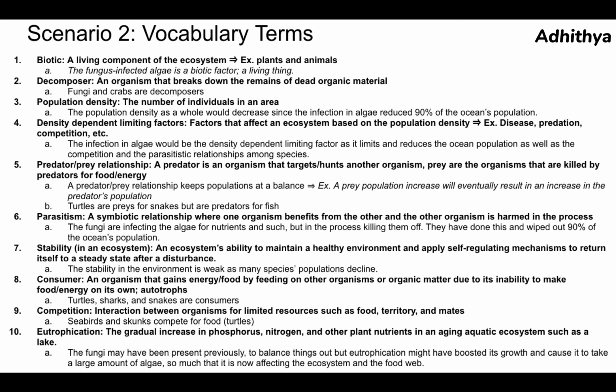Competition, the interactions between organisms for limited resources such as food, territory, and mates. Seabirds and skunks compete for food, or the turtles, which they share as a common prey.